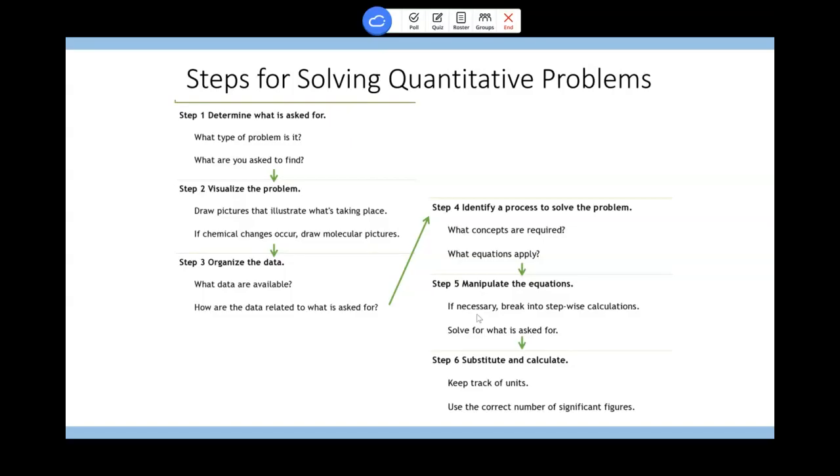And then visualize the problem. For some problems, it's helpful to draw pictures to visualize what's going on, and just to illustrate what's taking place. If a chemical change is occurring, you might draw molecular pictures. And then organize your data, thinking about what's available. So usually there's more than one piece of data that's provided in a question statement, and then anything else that you need, like conversions or equations. Think about what concepts are required, and then manipulate equations to be able to reach your final answer.